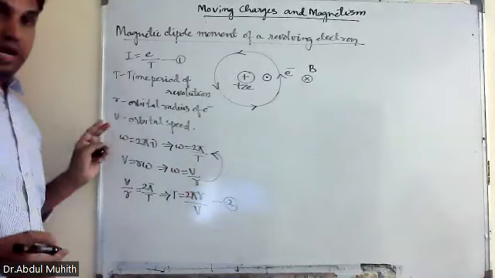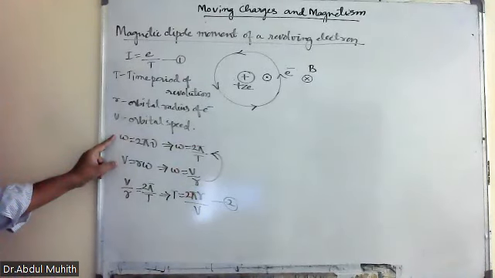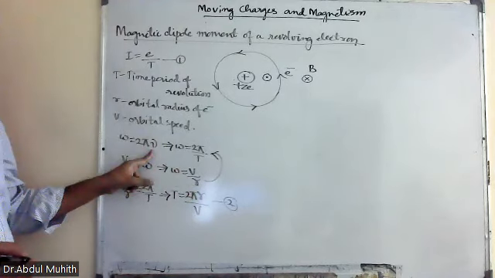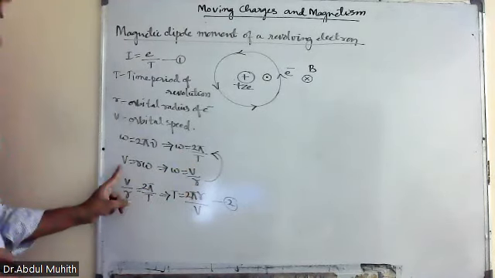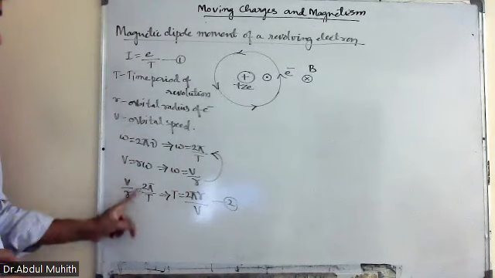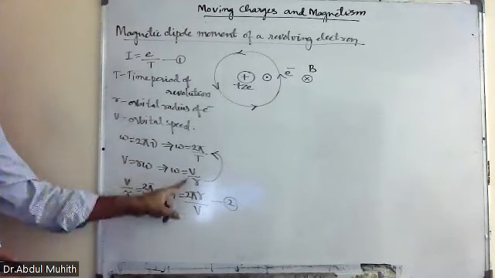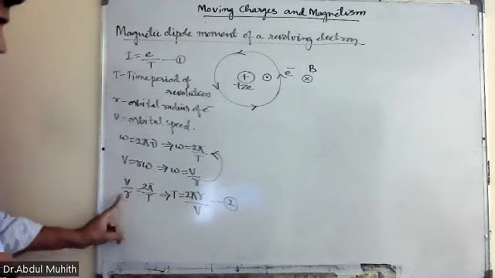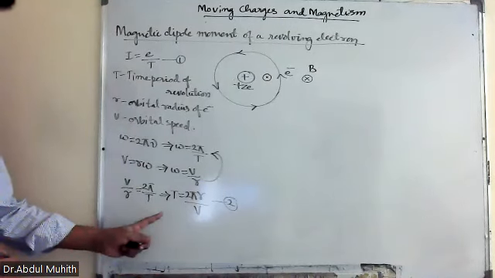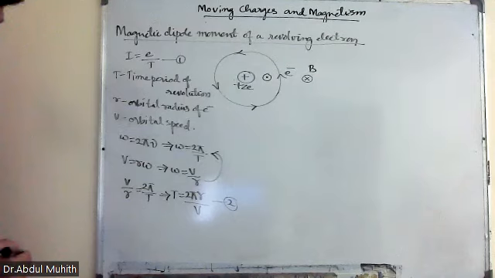Clear? Omega, angular frequency or angular velocity, is 2 pi nu, the number of rotations made in 1 second. So nu is equal to 1 by T, therefore 2 pi by T. And we have the relation between linear and angular velocity: V is equal to R omega, and omega equal to V by R. So V by R is equal to 2 pi by T. In the place of omega, I wrote V by R. Now cross multiply: T is equal to 2 pi R by V. So T is equal to this value now.